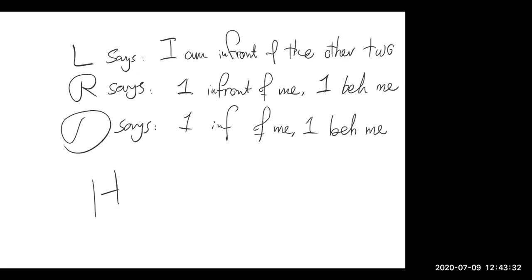How is that possible? What is the configuration? What is the order? Okay, think about that for 2 minutes and then tell me what is the real order here. How can it be possible that one says I'm in front of the other 2, one of them says there's 1 in front of me, 1 behind me, and the third person also says 1 in front of me, 1 behind me? How can we manage that? Okay, think for a few minutes. If anyone has an answer, you can just unmute yourself and answer.